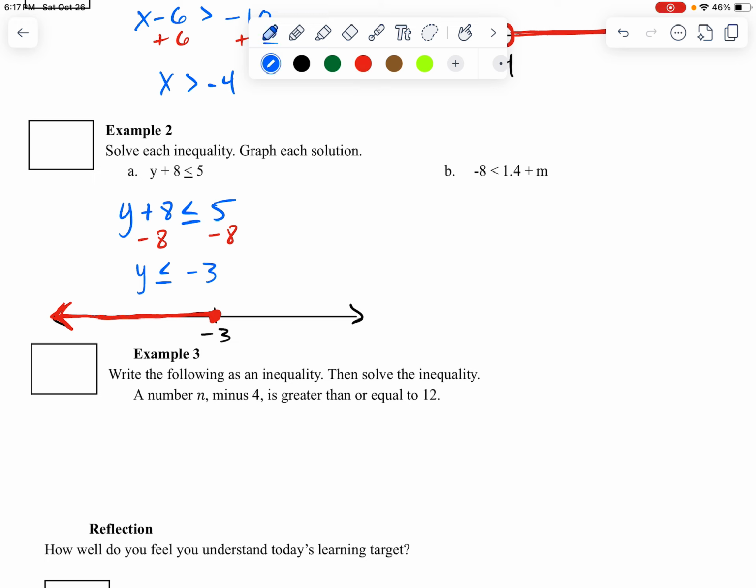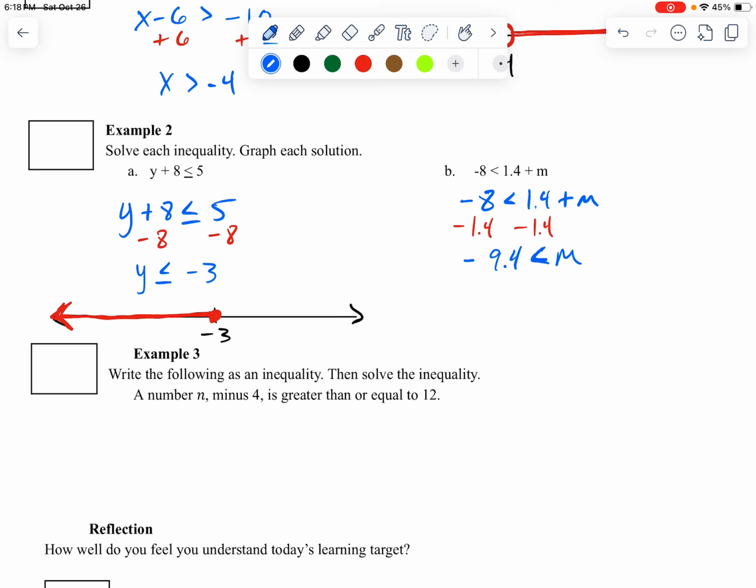Next, we've got -8 is less than, not negative, 1.4 plus m. So in order to get that m by itself, this is a positive 1.4. So I'm just going to have to subtract that from both sides. So I've got minus 1.4, minus 1.4. So -8 minus 1.4 is -9.4, and that is less than m.